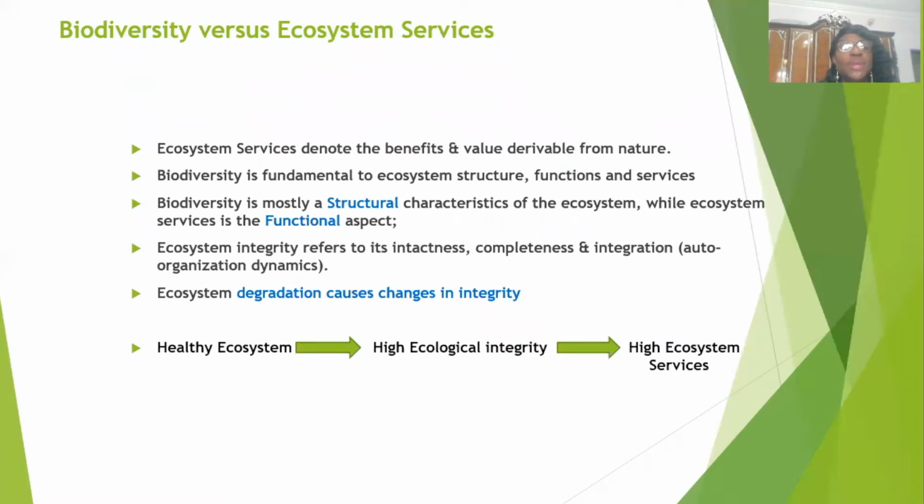Biodiversity versus ecosystem services. Ecosystem services denote the benefits and values derivable from nature. Biodiversity is fundamental to ecosystem structure, functions, and services. Biodiversity is mostly a structural characteristic of the ecosystem, while the services are a functional aspect. Ecosystem integrity refers to its intactness, completeness, and integration. Ecosystem degradation causes changes in integrity. Thus, a healthy ecosystem leads to high ecological integrity and ultimately high ecosystem services.